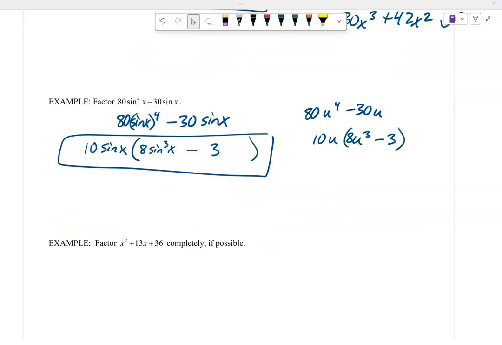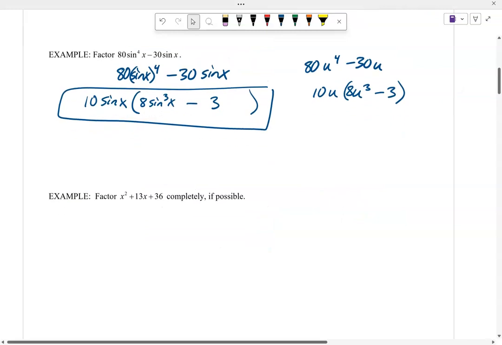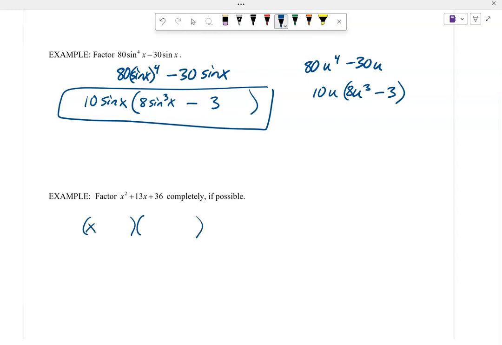So how about with a quadratic trinomial? If we were factoring x squared plus 13x plus 36, I like to backwards FOIL is how I do these. I know it's got to be x and x, and then I'm going to try factors of 36. I could try 1 and 36. And remember, it's a positive 36, so it's either a positive 1 and a positive 36 or negative 1 and negative 36. I could also try 2 and 18 or negative 2, negative 18. I could try 4 and 9.